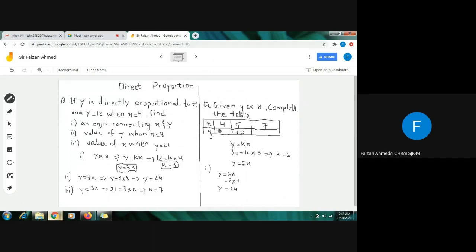I will just fill the table like this. I will just write 24 over here. And the second part is the third part basically. The third column is also very much similar. Again, I have to use the same equation. My equation is y equals 6x. And again, I have to find the value of y. So I will just write y in place of y. And this is 6, and the value of x is basically 7. So 6 times 7 is 42. So the value of y is basically 42.